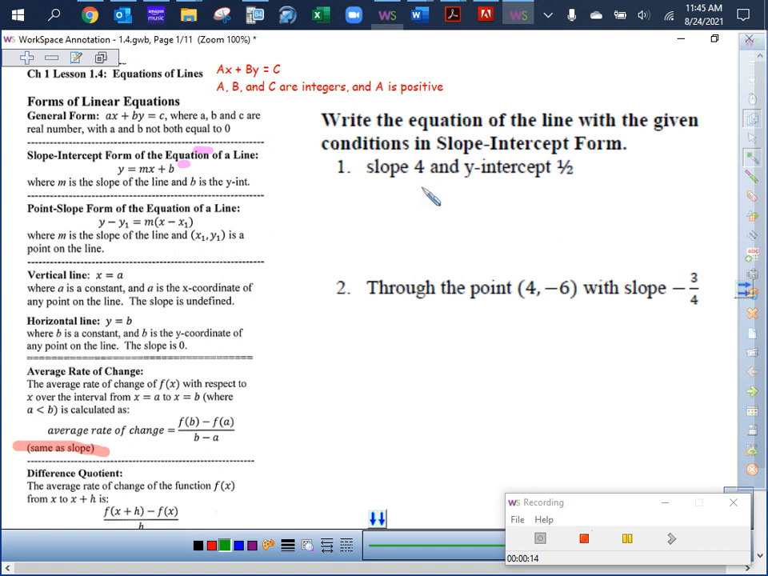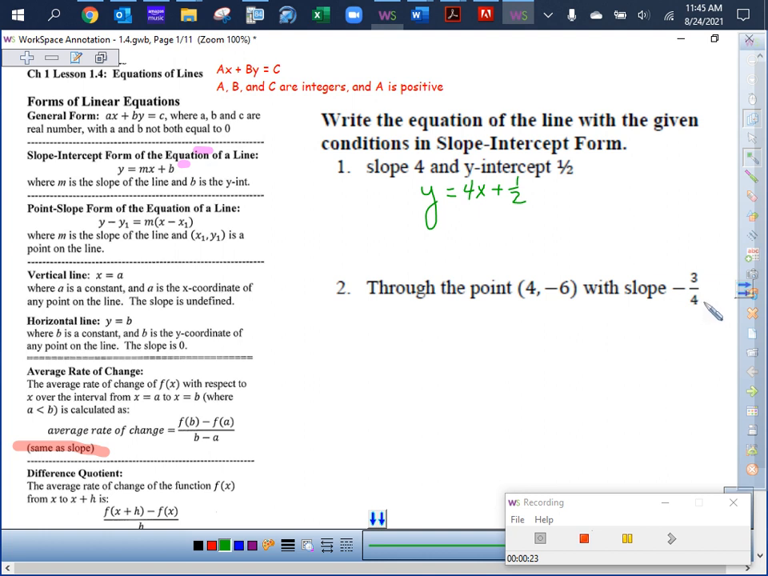So it's y equals mx plus b, where m is the slope and b is the y-intercept. How do you feel about that? 4 goes in for m and 1/2 goes in for b. You can't get an easier problem than that. Done.